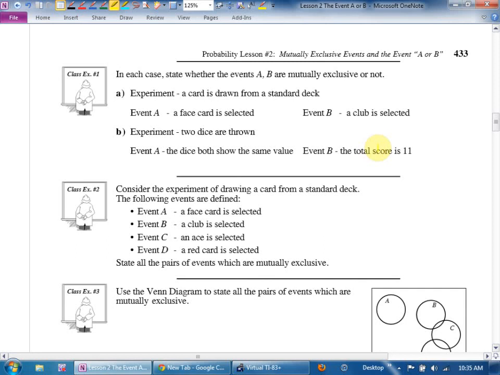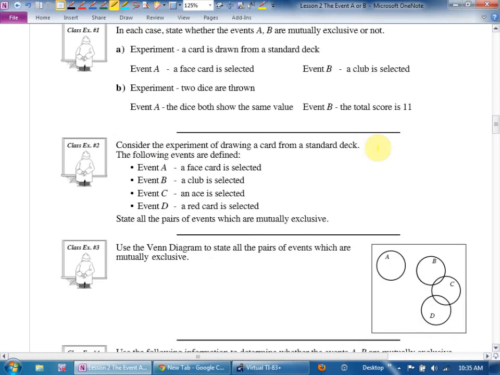Here are four events, A, B, C, and D. Which ones are mutually exclusive? Which ones have no overlap? Which ones can't happen at the same time? B and D, I agree. Another one. A and C, can't be a club and a face card. Sorry, can't be a face card and an ace. Ace doesn't have a face. There is no face on ace. I think I've been through that one before. Okay?